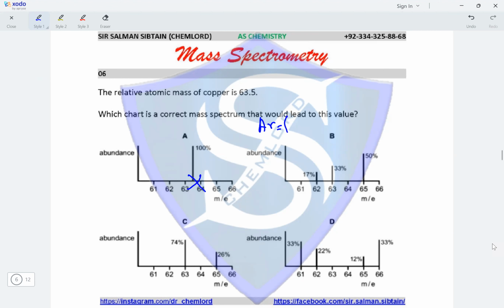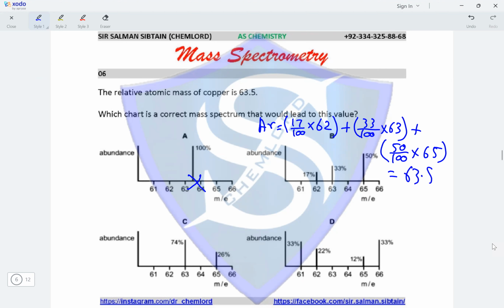The calculation would be 17 upon 100 into 62 plus 33 upon 100 into 63 plus 50 upon 100 into 65. This would give us an AR value of 63.83, making this option incorrect because the AR value for copper is 63.5.